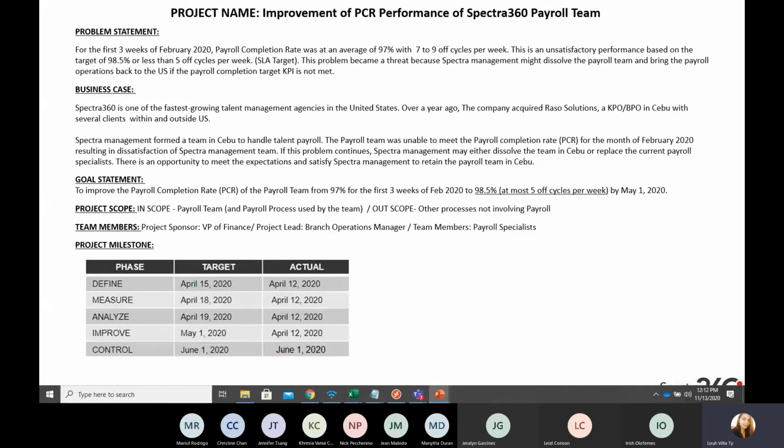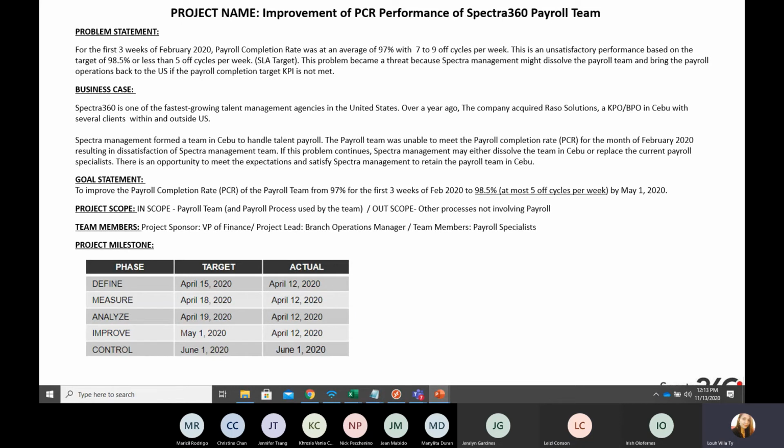So team members, in the real project world, for Six Sigma: my project sponsor, because I'm doing the project and my boss is the VP of finance, so he should be the sign off or the project sponsor. The project lead would be me, and the team members would be the payroll specialists. Project milestone, this is very straightforward. You just have to indicate the phases of the DMAIC and the target dates, and also the actual dates as to when you did each of the phases.